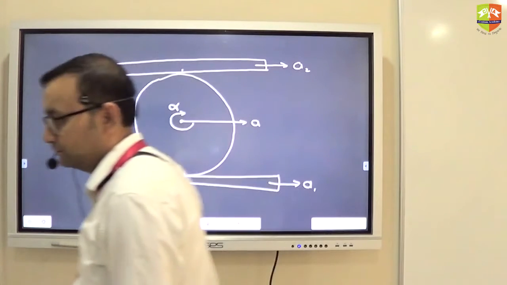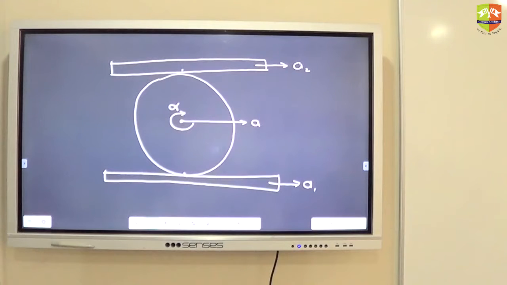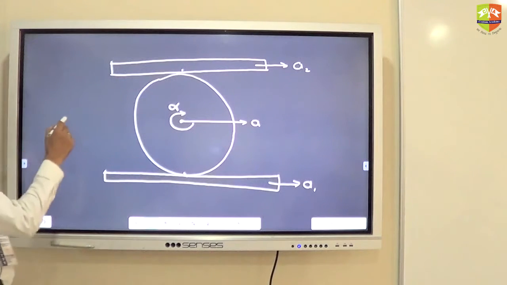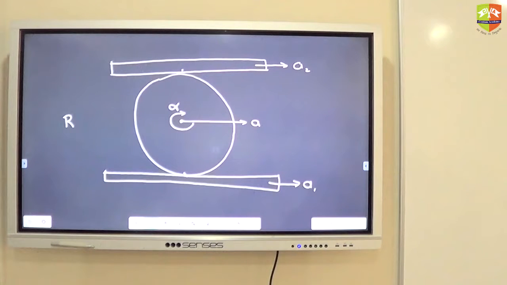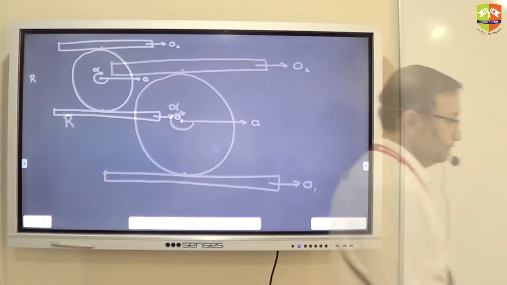Condition for that. Radius is R and Dhyan will tell us how to do it. No slipping condition is what? How the variables are related. Do it properly. The point of contact should have the same acceleration as that of the surface in contact.